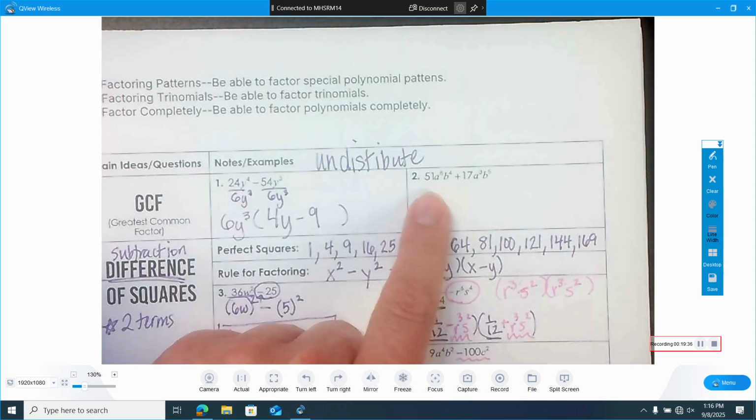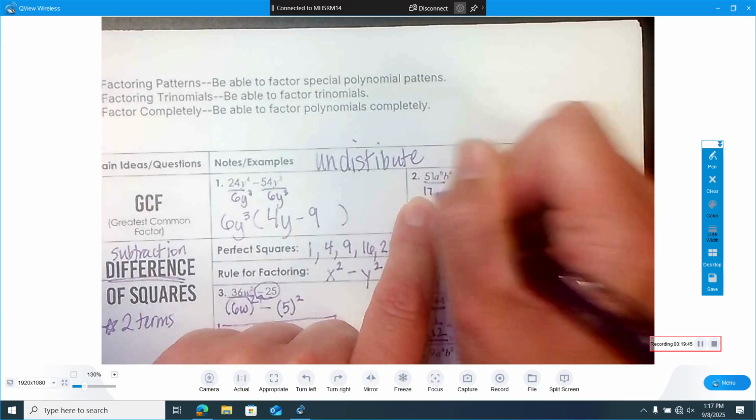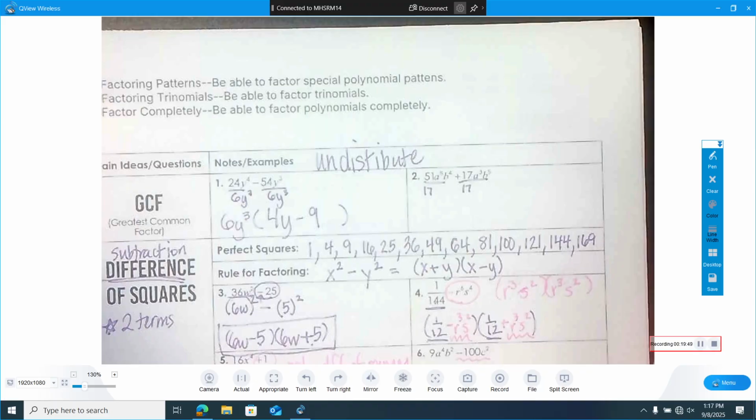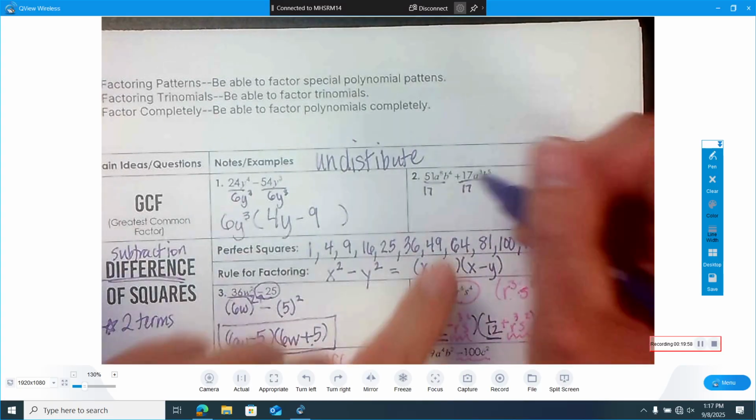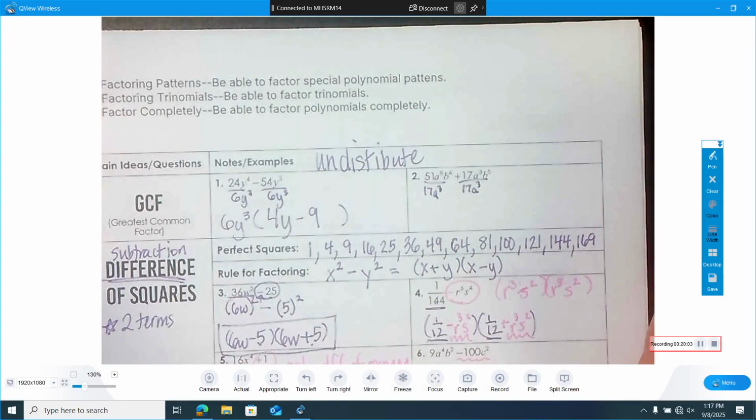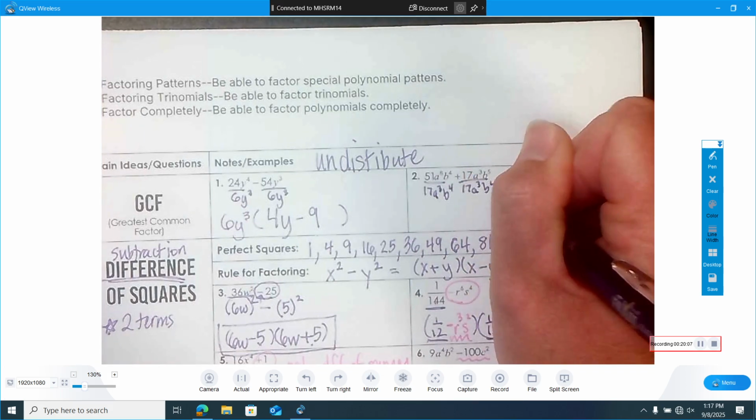Okay, let's look at number 2. What number can we divide out of both terms? Yes, 17 is right. Good. 17 times 3 is 51. All right, what about the A's? How many A's can we remove from both of these? A cubed, very good. A cubed can come out of both of these. How many B's can come out of both terms? 4, good. B to the 4th can come out of both terms.